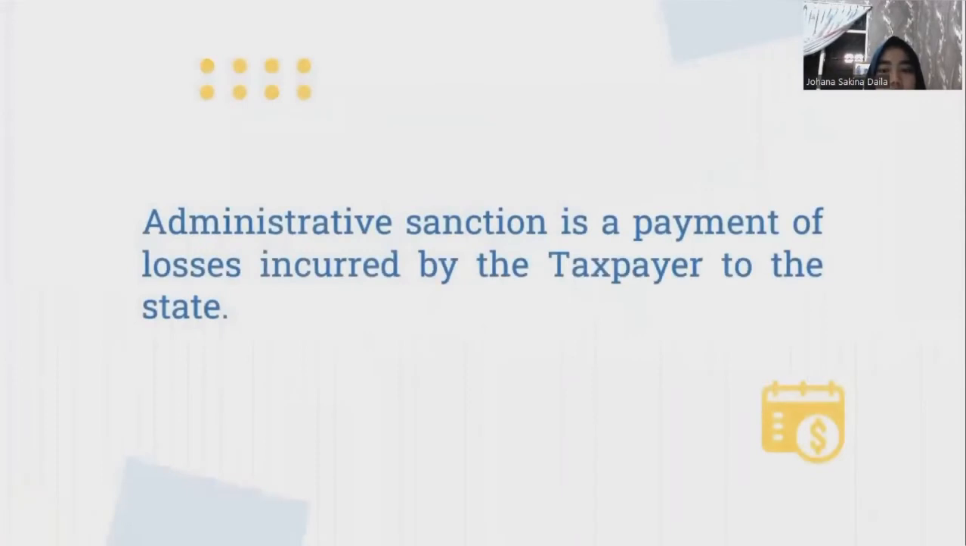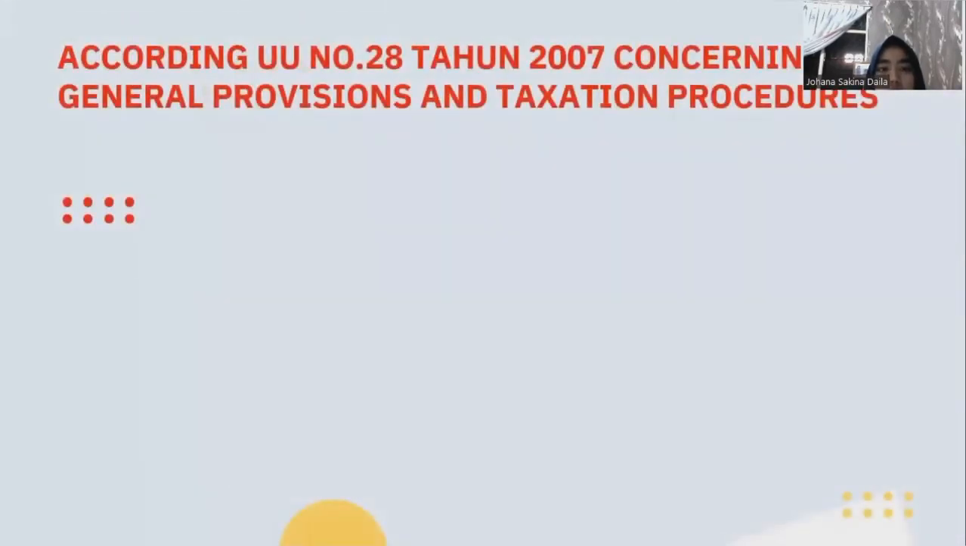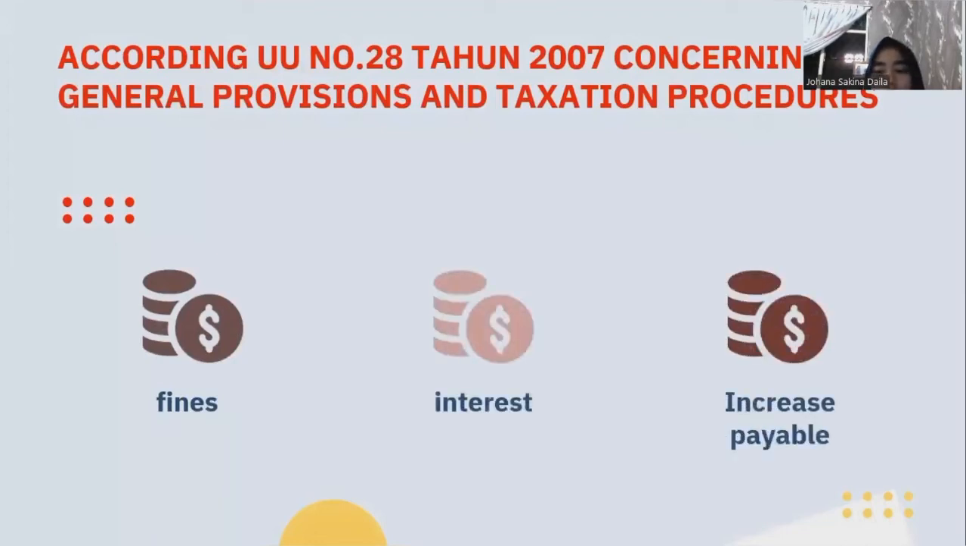Administrative sanction. Administrative sanction is the payment of losses incurred by the taxpayer to the state. According to UU number 28 tahun 2007 concerning general provision and taxation procedure, the payment of these losses can be in the form of fines, interest, and interest payable.